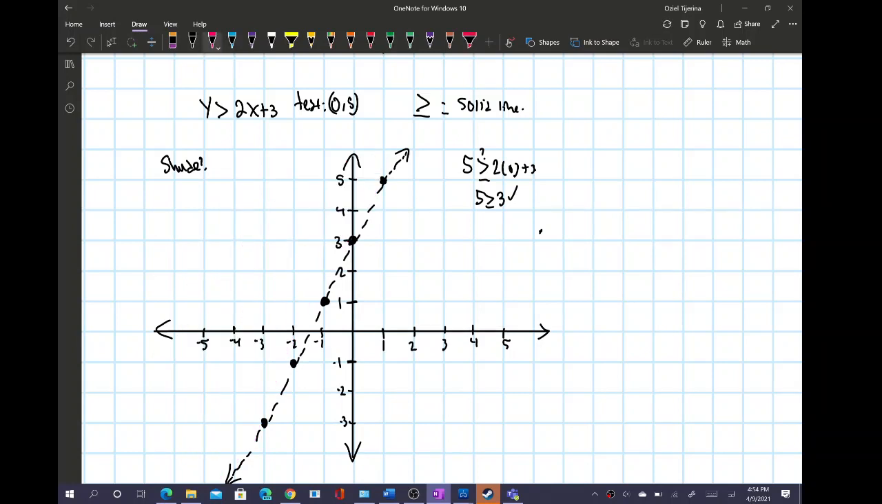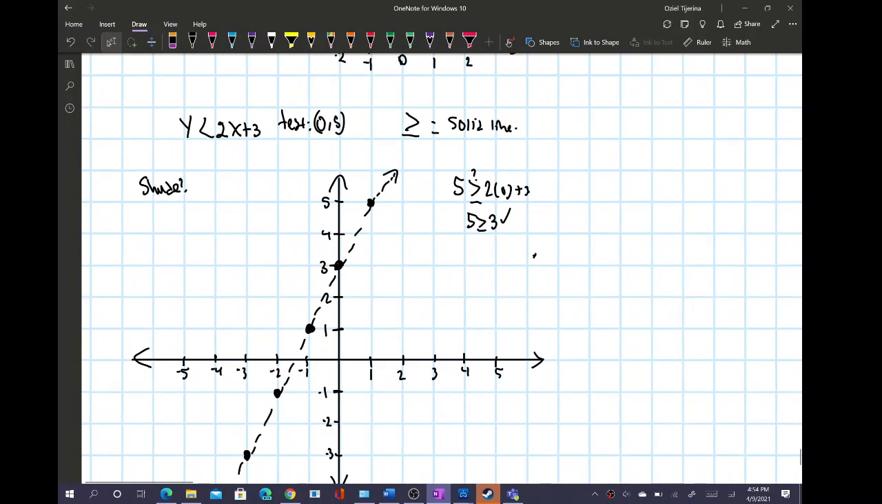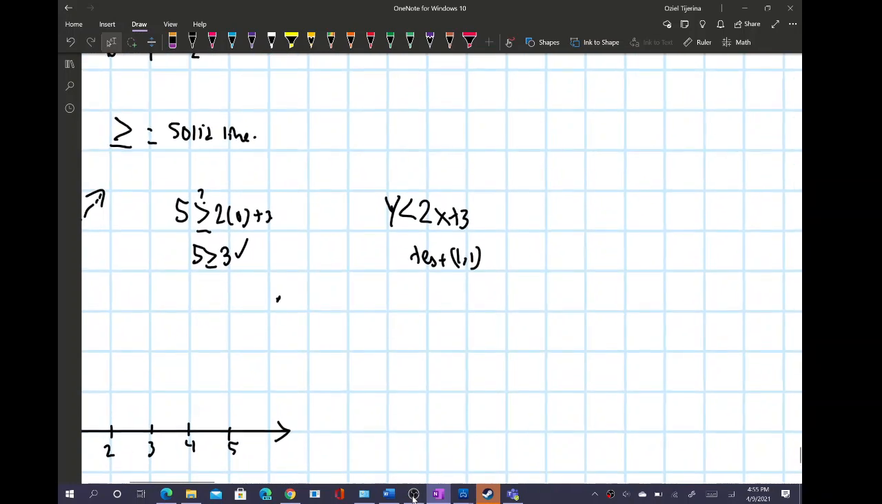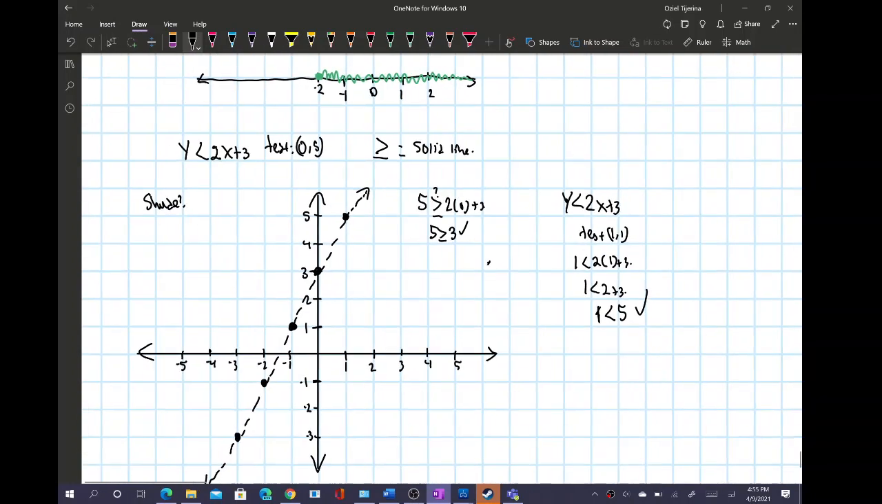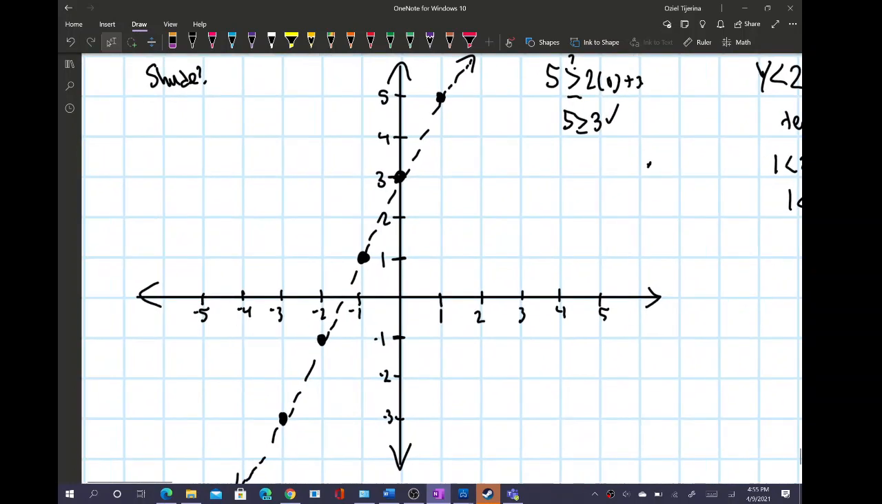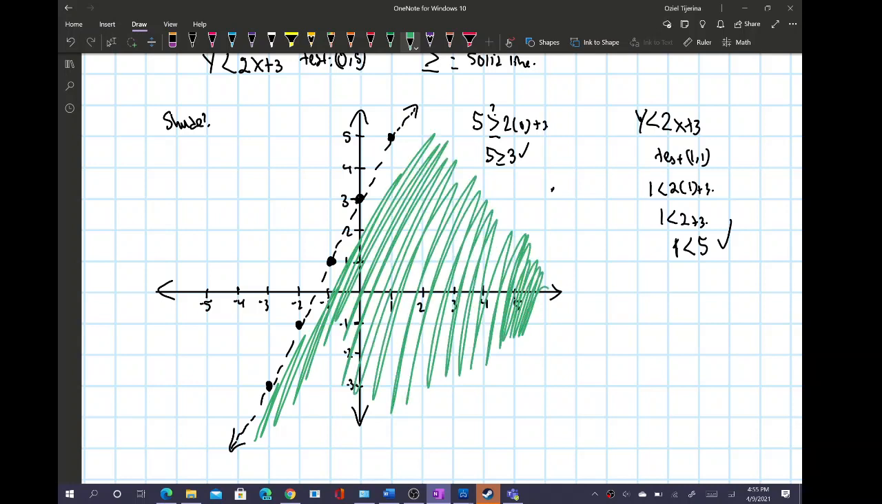Now, if they said y is less than 2x plus 3, you're going to test 1 comma 1. And you're going to say, okay, is 1 less than 2 times 1 plus 3? 1 is less than 2 plus 3, so 1 is less than 5, and that's true. Then you say, okay, that's true, so that's included in our interval. So we're gonna shade this entire part, right? And that's how you would do it.